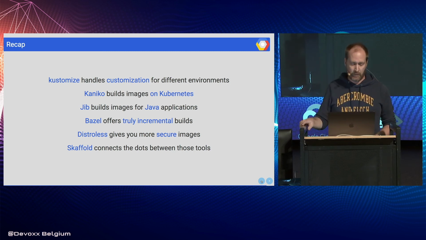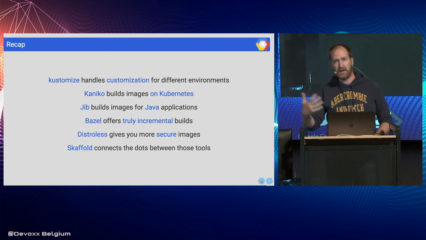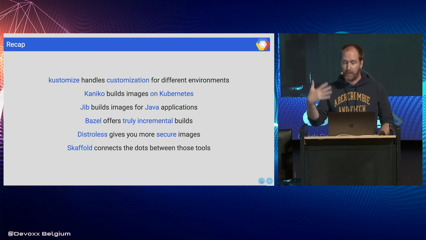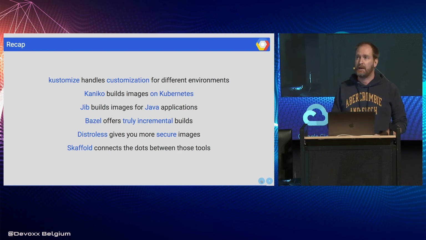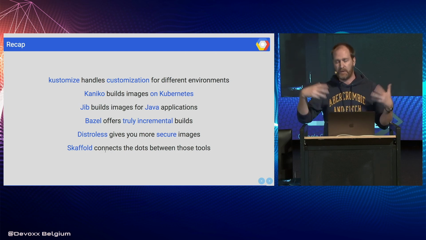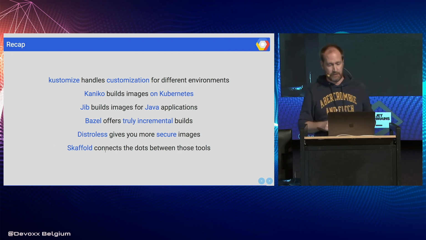This, I think, you should try on Monday. Bazel offers truly incremental builds that produce Docker images at the end. I think it's really a tool that you should be aware of, but it's maybe too complicated for you to adopt on Monday, maybe on Tuesday. And Distroless will give you more secure images, and Skaffold, as I showed you, connects all the dots between those tools, and you can use it in development and also in production.